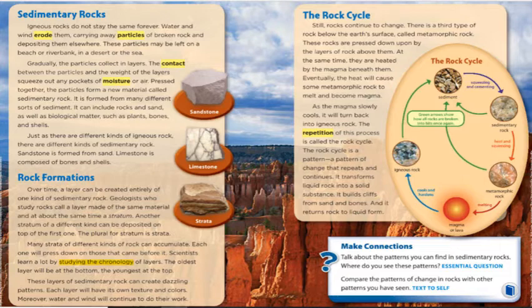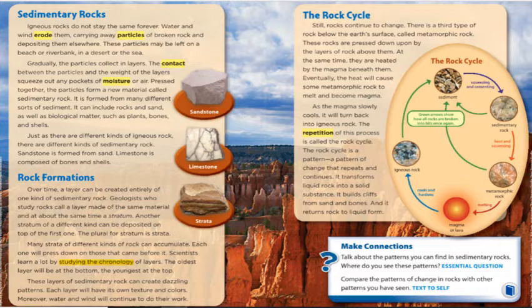These layers of sedimentary rock can create dazzling, amazing patterns. Each layer will have its own texture and colors. Moreover, water and wind will continue to do their work. The rock cycle. Still, rocks continue to change. There is a third type of rock beneath the Earth's surface called metamorphic rock. These rocks are pressed down upon by the layers of rock above them. At the same time, they are heated by the magma beneath them. Eventually, the heat will cause some metamorphic rock to melt and become magma. As the magma slowly cools, it will turn back into igneous rock.